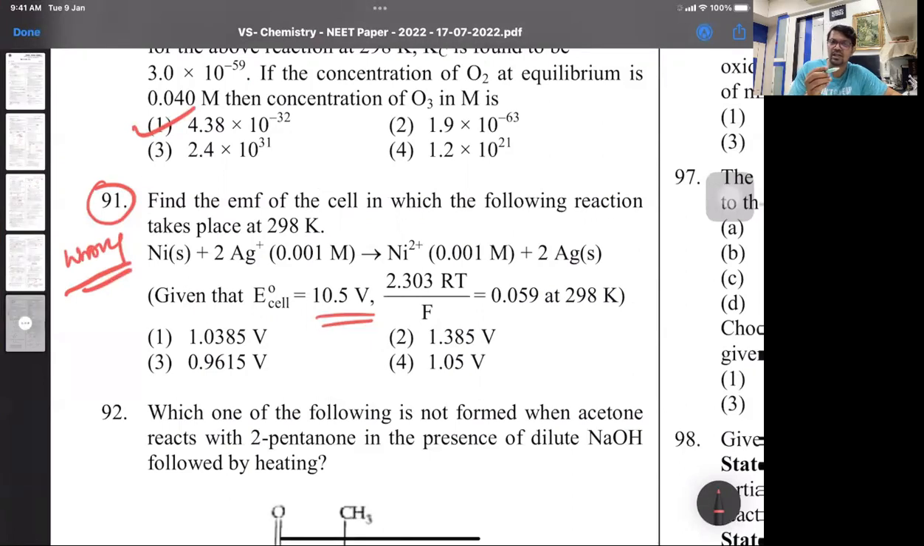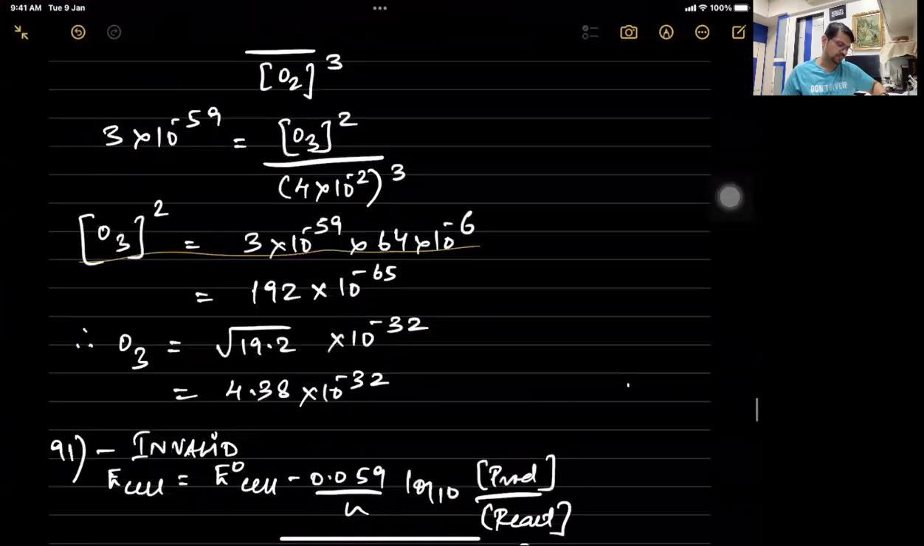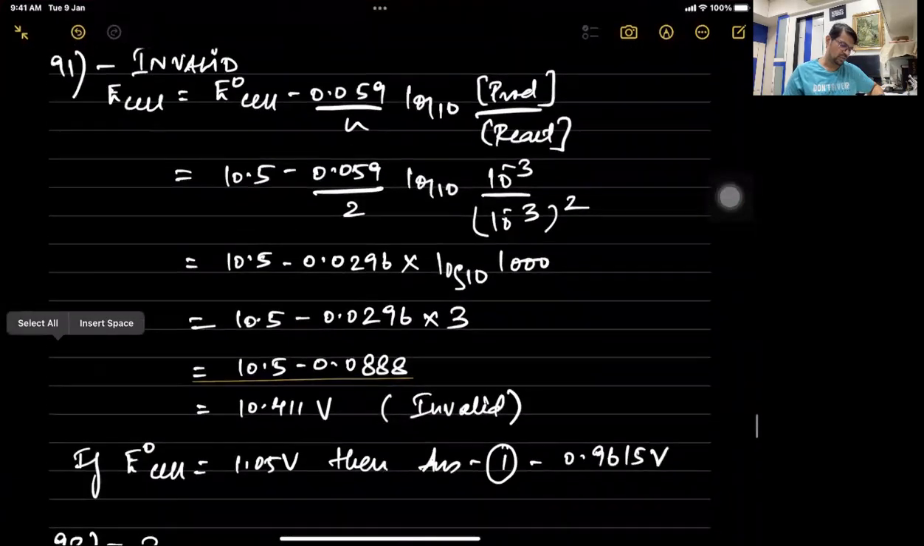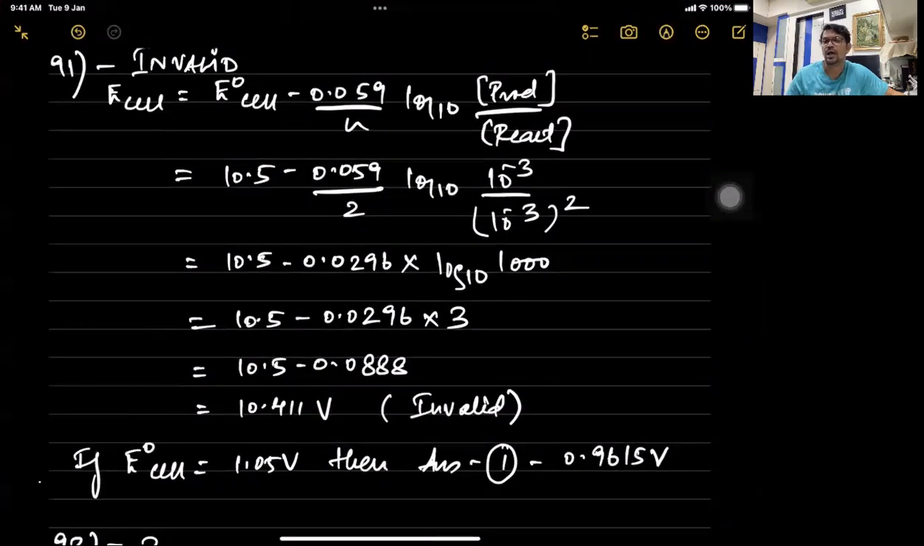Here, Ag plus ions will be raised to 2. If you calculate, that value is not coming. It's a wrong question, so in the examination this question will be omitted while counting. Out of all the questions, only this one will be omitted. I've written the word invalid because this is how it comes. If you calculate with the log of active mass of products upon reactant, the actual value is 10.411 volts, which is not there. But if the E naught cell was 1.05 volts, then the answer would have been 0.9615 volts. So that's an invalid one.